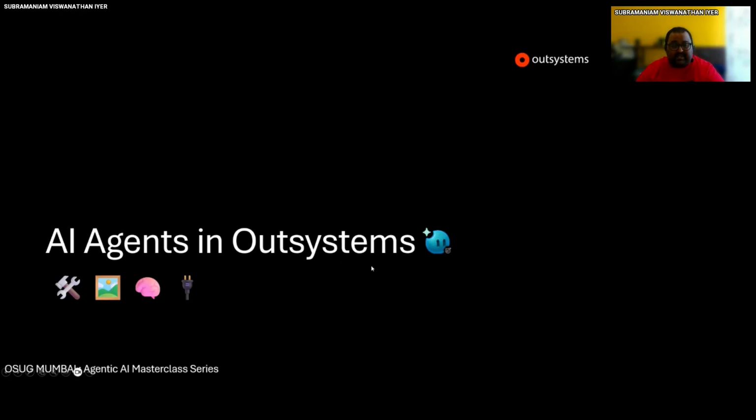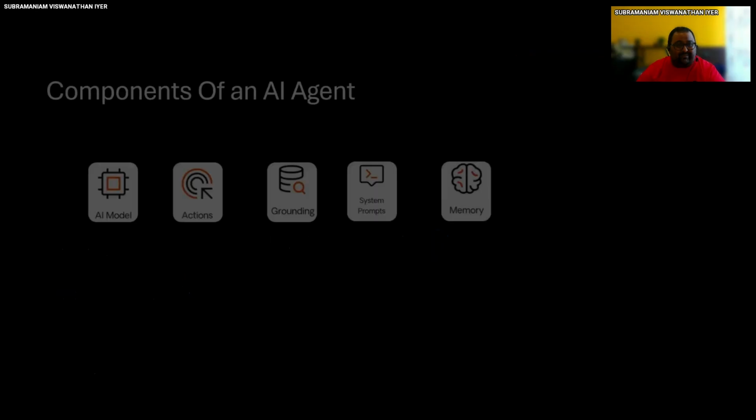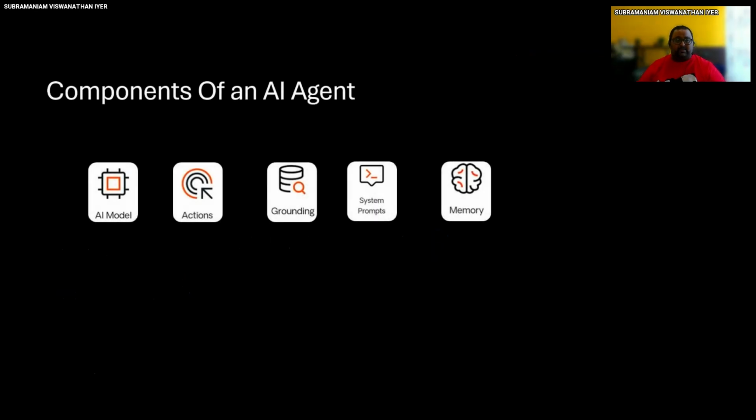AI agents in OutSystems basically have five components. There's the AI model, which we just configured. There are actions, which are essentially service actions that you can call within the agentic AI application. There's grounding data, which is data we collect and provide to the model to contextualize the request. System prompts, which are your guardrails, and memory that gives it state persistence. Let's dive deeper into each one of these.